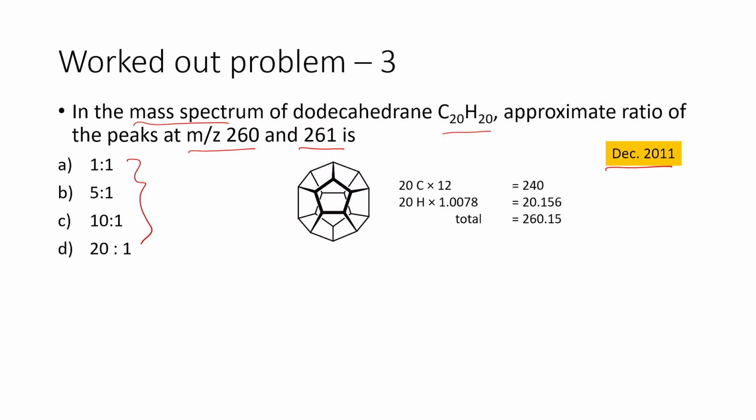There are 20 carbon atoms with the atomic weight of carbon, which is 12. If we calculate, it is coming to 240, and there are 20 hydrogens also there. For hydrogen, the atomic weight is 1.0078. So by using these 2 things, we calculate 260.15 as the base peak for this particular compound. So the m/z value 260 corresponds to its molecular weight.